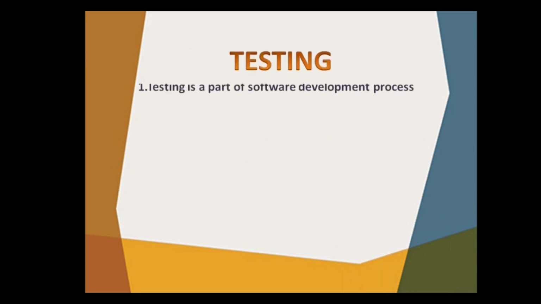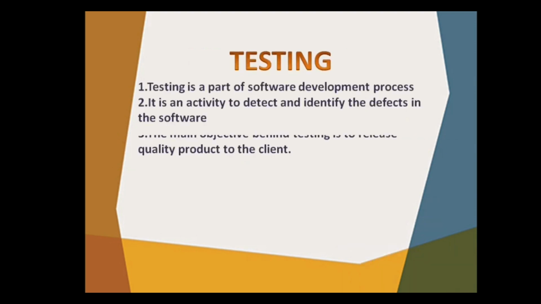Now see, before you understand what is manual testing or what is automation testing, you need to know what is testing. Testing is a part of the software development process. When we develop software, it is a part of it. And it is an activity to detect and identify the defects in the software.